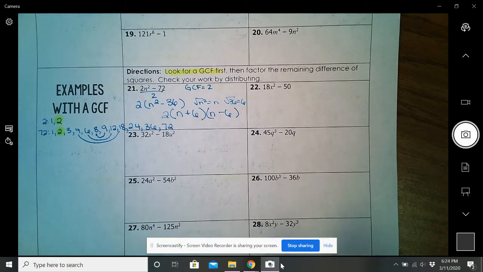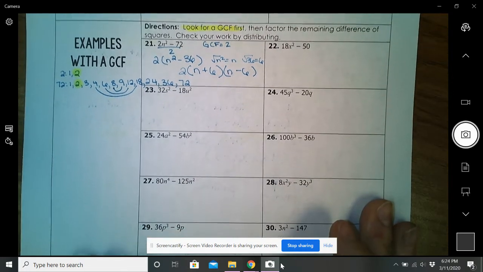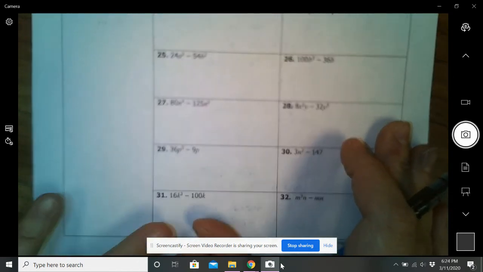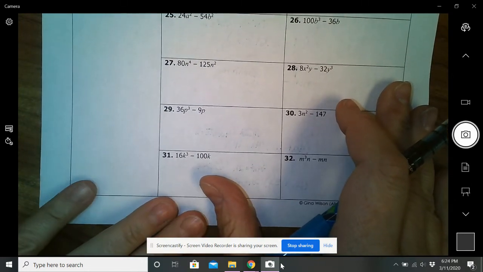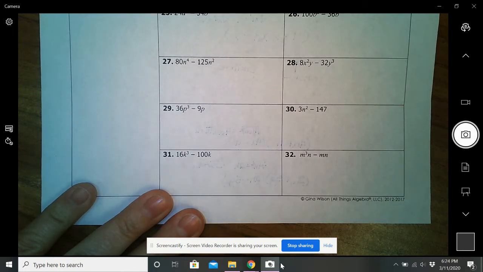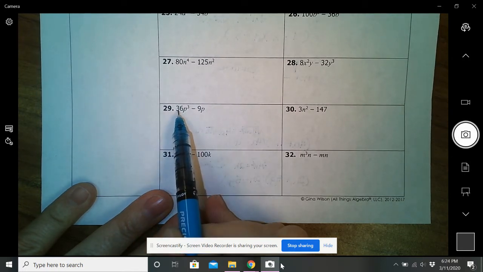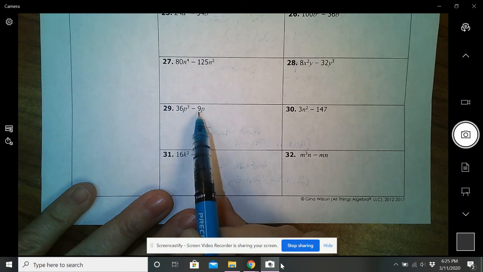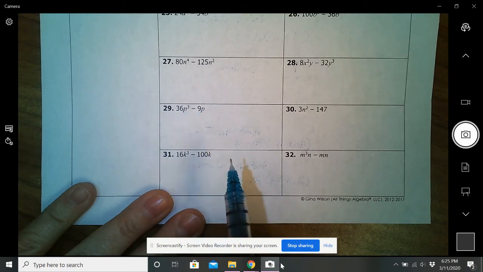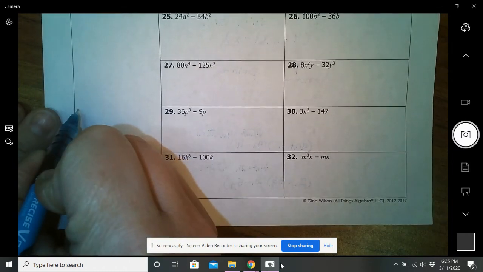Let's come on down the page and try another one here. Let's try out number 29. I've got 36p to the third minus 9p squared. It almost looks like a difference of squares. 36 is squared and 9 is squared, but the p's are messing this up. So first thing I have to do is look for a GCF.